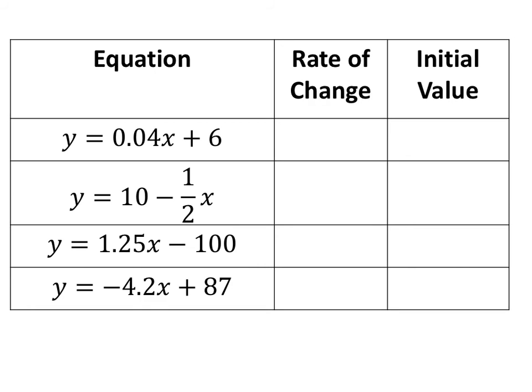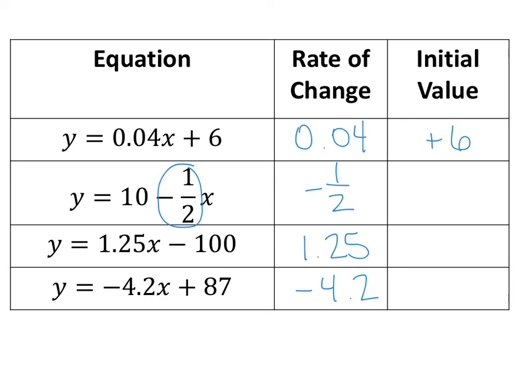Taking a quick look at all of these equations which are linear, let's practice finding some information. The rate of change is the number in front of x. So our first equation has a rate of change of 0.4. The second equation, the number in front of x, we're actually going to consider to be -1/2. Don't forget the negative. And then the next equation has a rate of change of 1.25. And lastly, -4.2. The initial value is the other piece, the +6, the 10, which is actually a +10, the -100, and the +87.